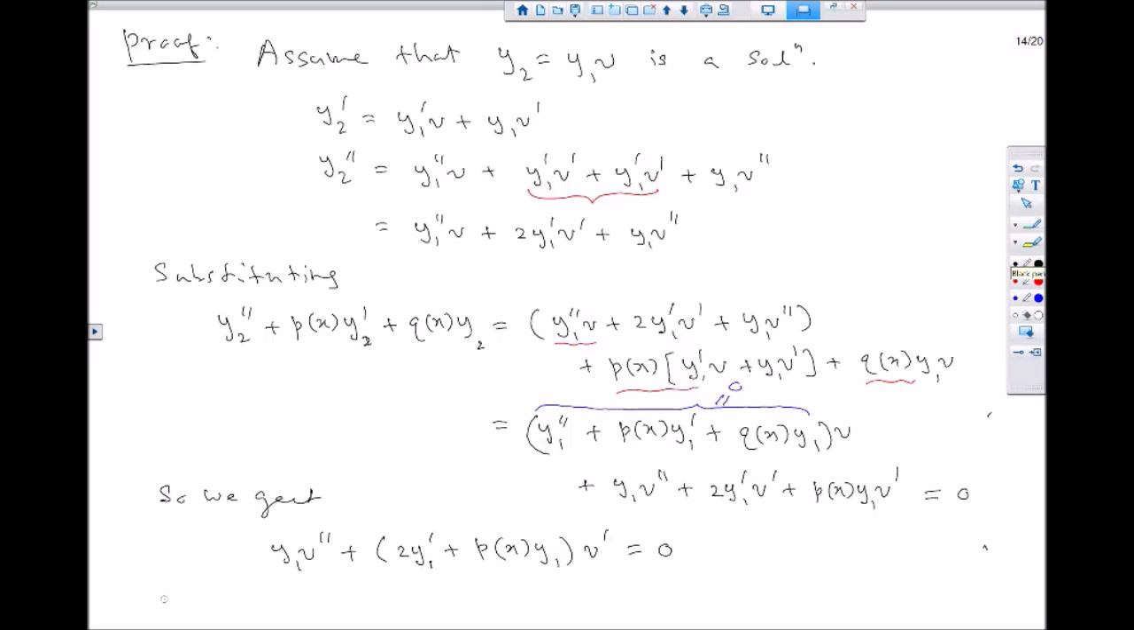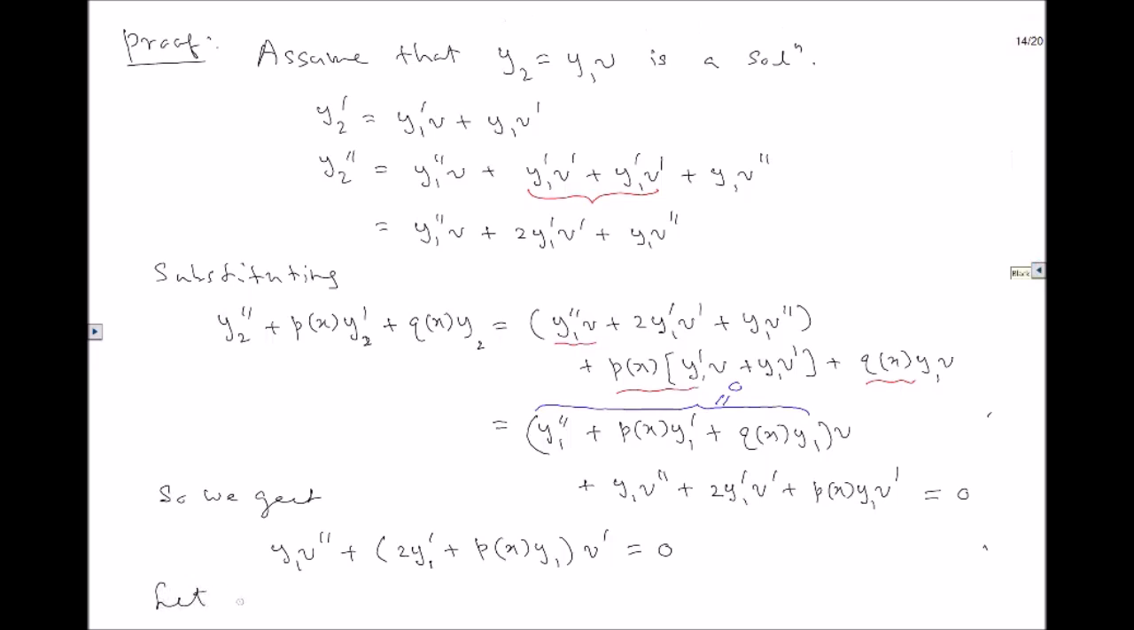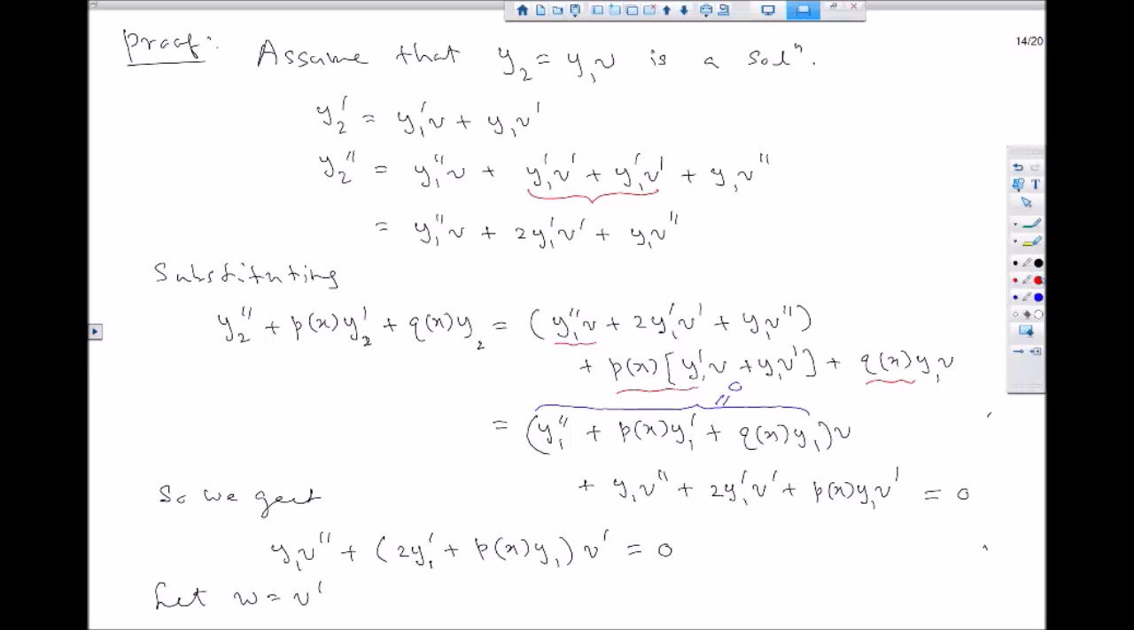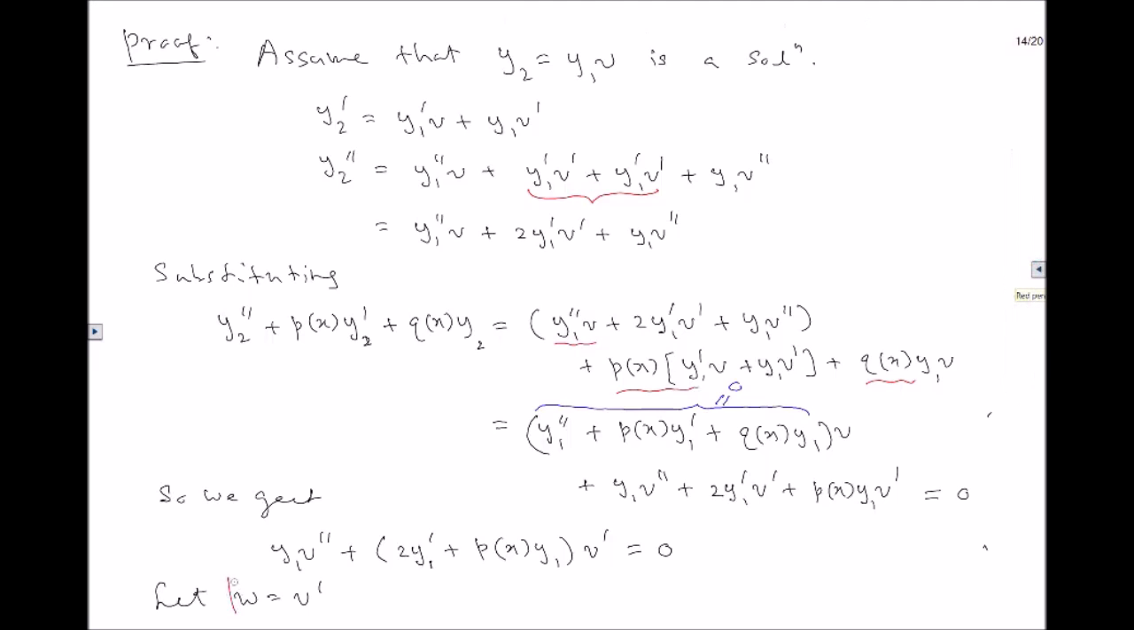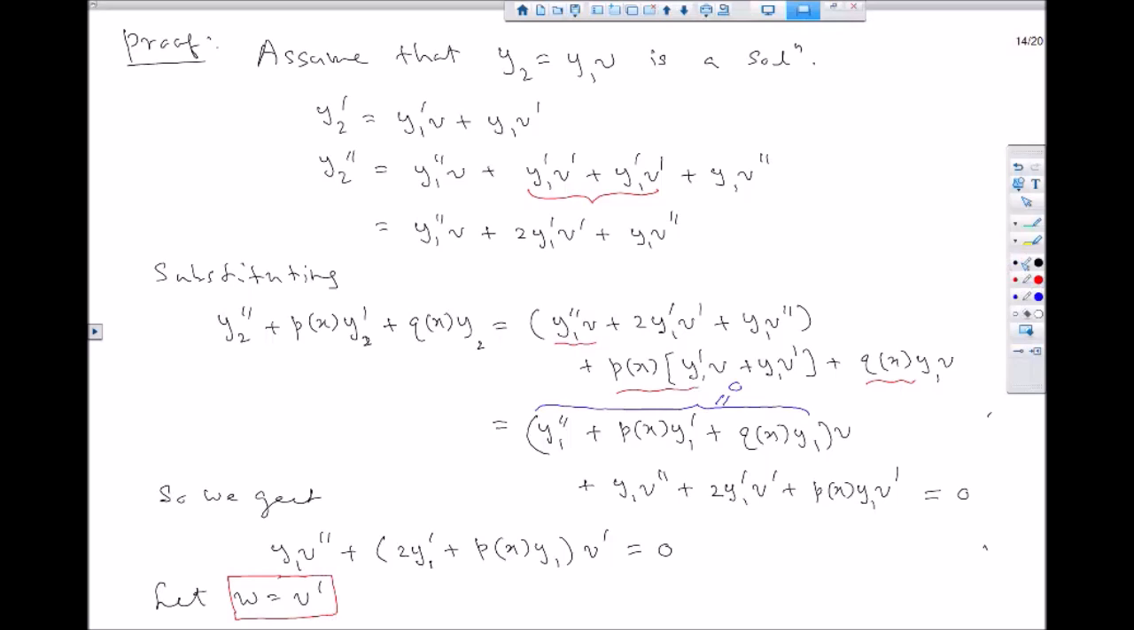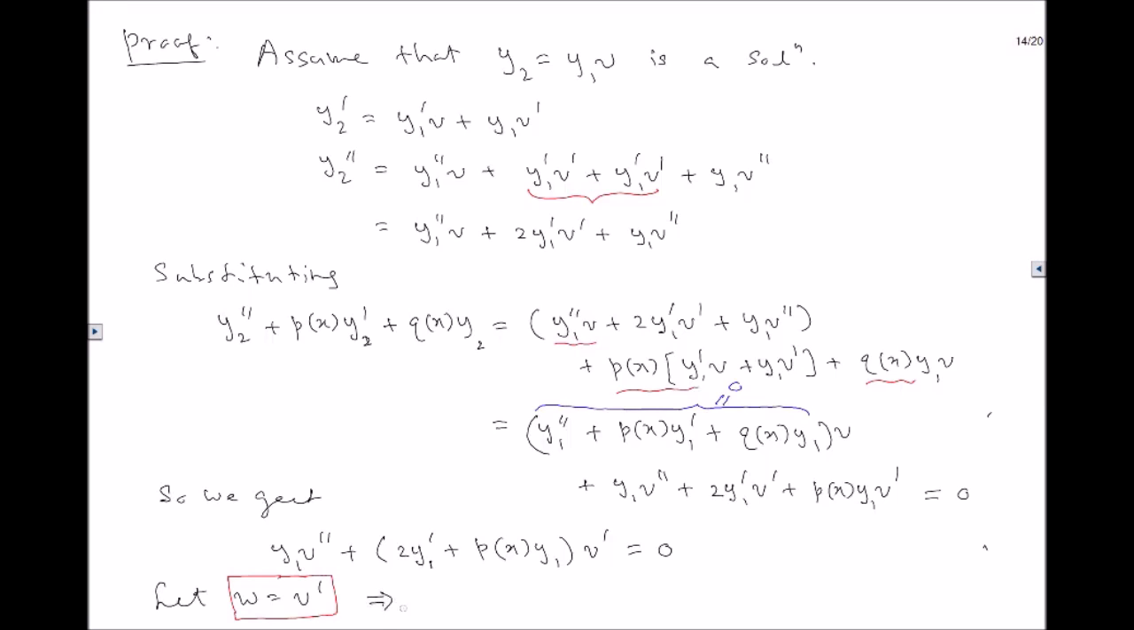So let w equal v prime. That's the one that makes this differential equation a first order differential equation. And then what happens if you take the derivative, we can see w prime becomes v double prime, so we can substitute, so you simply get a first order differential equation.